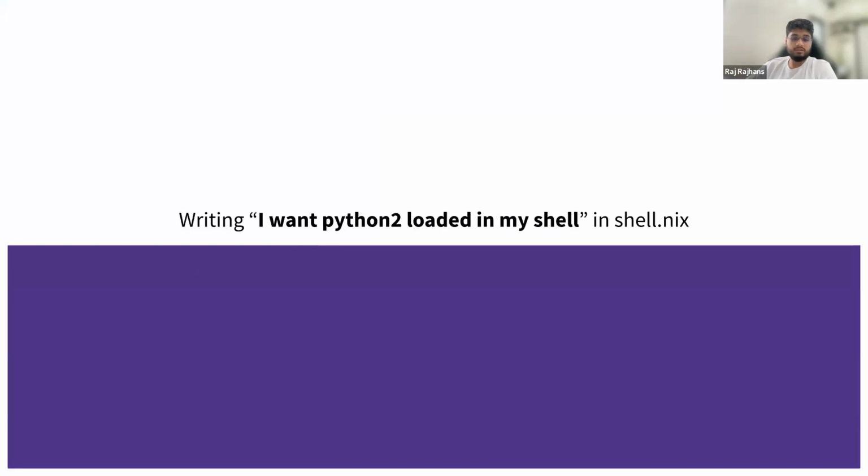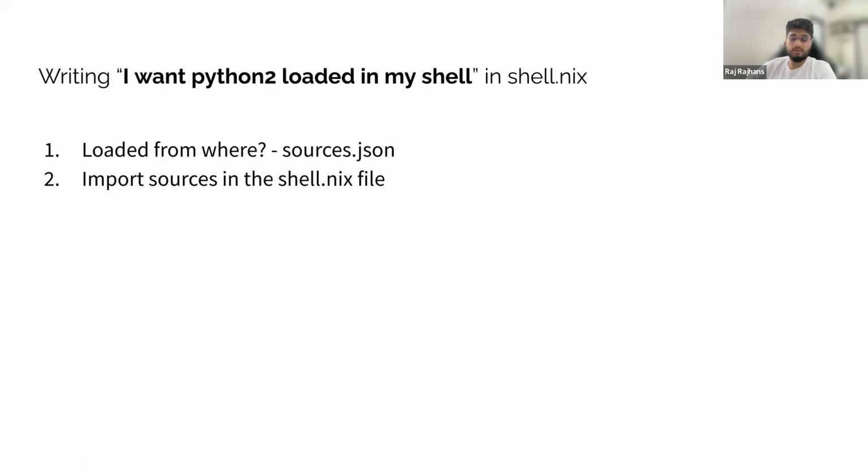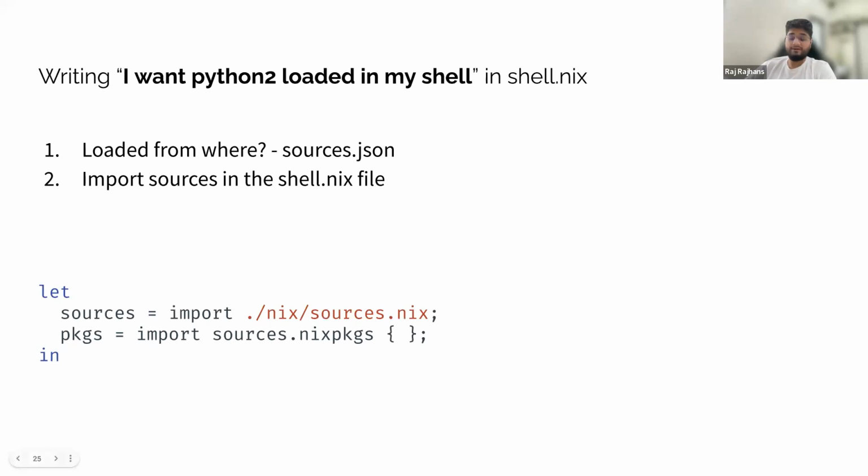To achieve this particular goal, we'll need to understand a few different things in the Nix programming language. Again, the primary purpose of this talk is just to understand enough to get us started, to get our work done. You can dive deep later as well. So I want to write that I want Python to load in my shell. The first question is loaded from where? The answer to that question is the sources.json file that we just created using Niv. So the next logical thing is we'll have to import the sources into our shell.nix file. And to do that, this is the code. The language that this code is in is Nix, the Nix programming language, which is kind of a subset of Haskell.